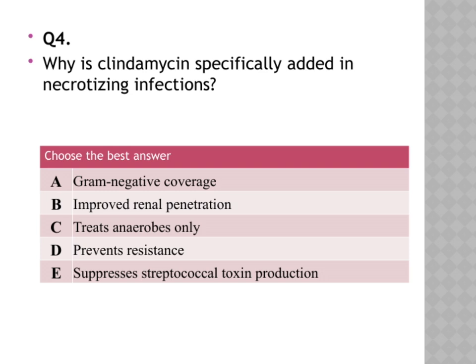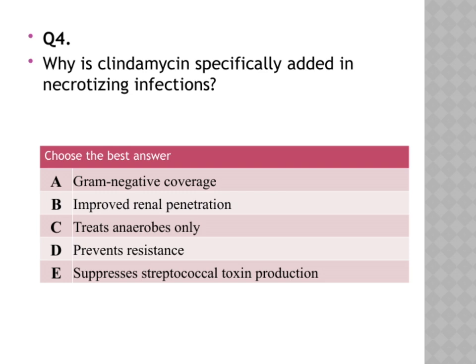Next, option B talks about improved renal penetration. Clindamycin does have good tissue penetration, but its renal penetration isn't the key factor in necrotizing infections. Option C states that it treats anaerobes only. Clindamycin is indeed effective against anaerobic bacteria, but the critical reason for its addition isn't just targeting anaerobes alone.